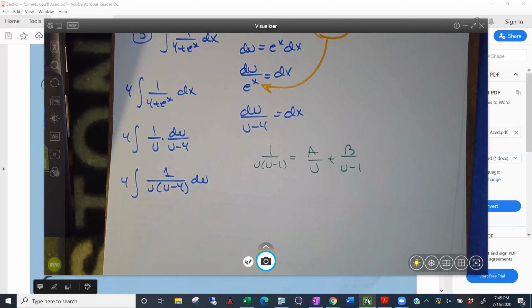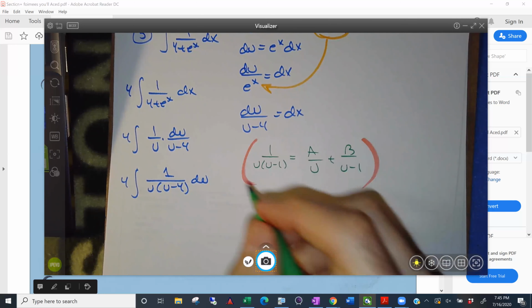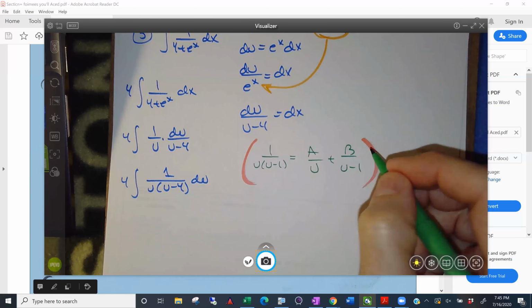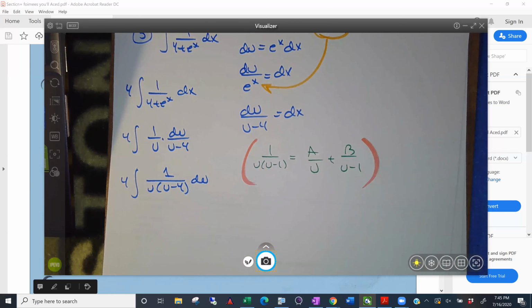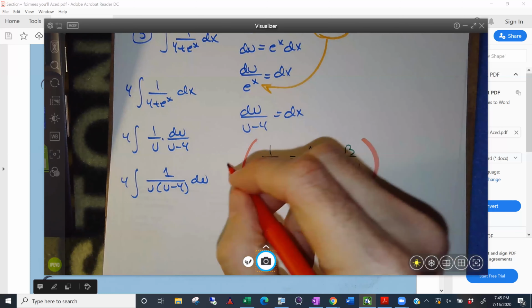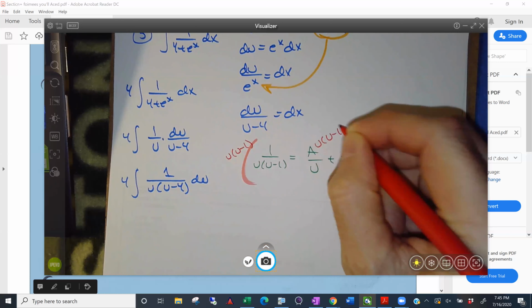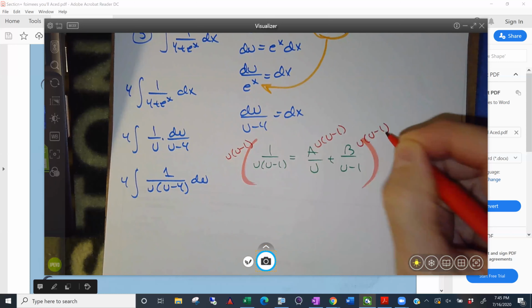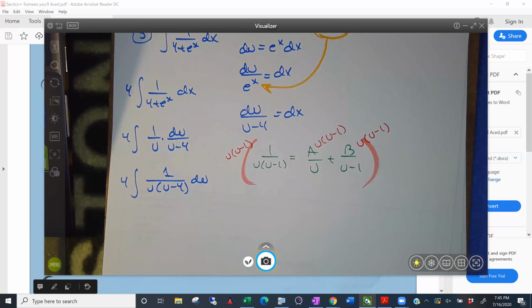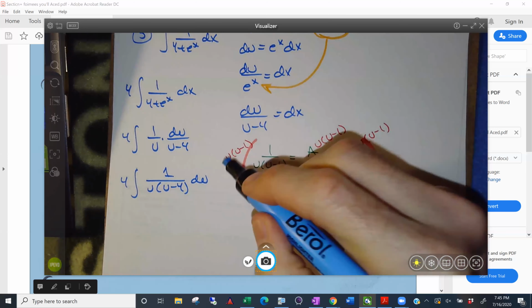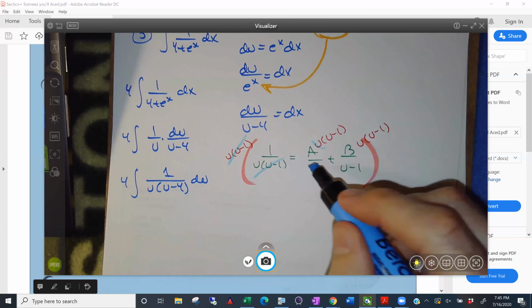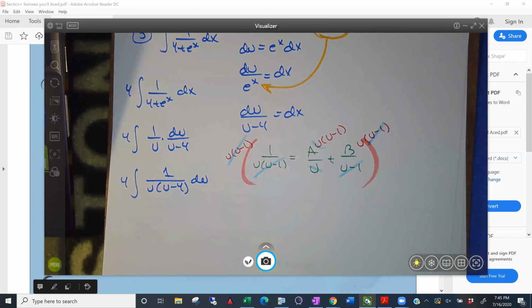If I multiply both sides by my lowest common denominator, which would be u times u minus 1, everything gets multiplied by u times u minus 1. So, let's try and squeeze it in here. u times u minus 1, u times u minus 1, u times u minus 1. So I'm not leaving anything to imagination. That cancels. That cancels. And that cancels.